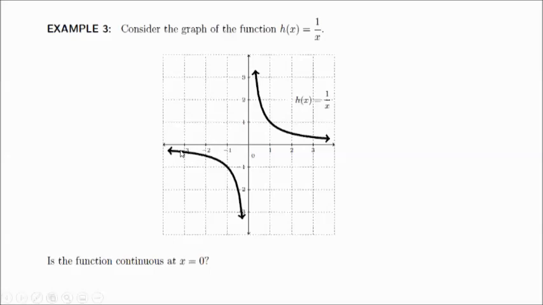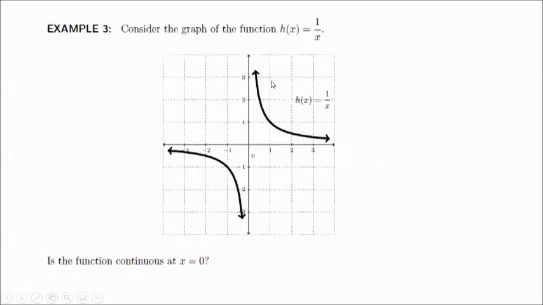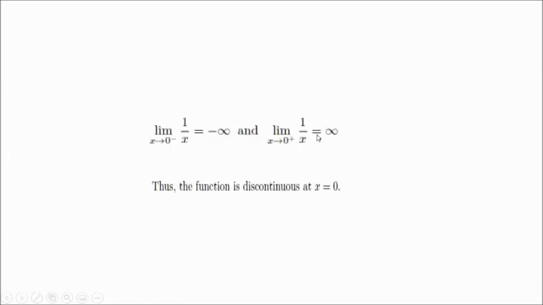Ito pala. So, yung limit ng 1 over x is, ito yung na-discuss natin, yung negative infinity. And negative infinity siya dito. Then positive infinity siya doon. So in short, magkaiba sila ng limit. Therefore, the function is discontinuous at x equal to 0. Okay?